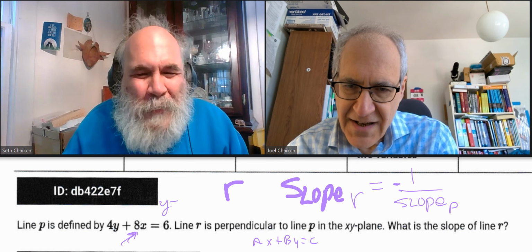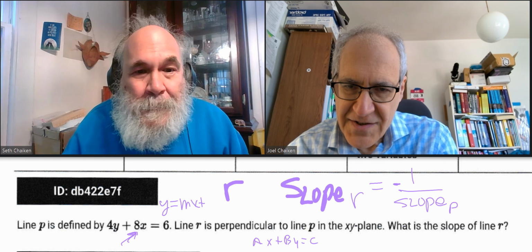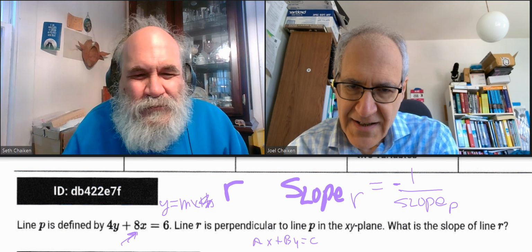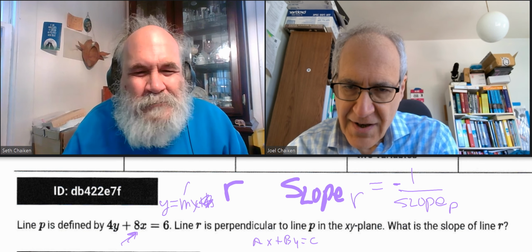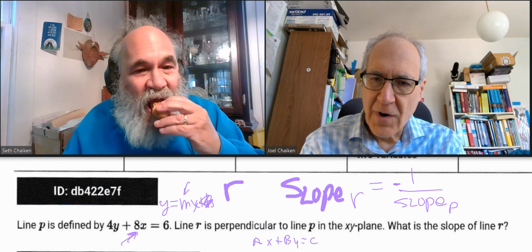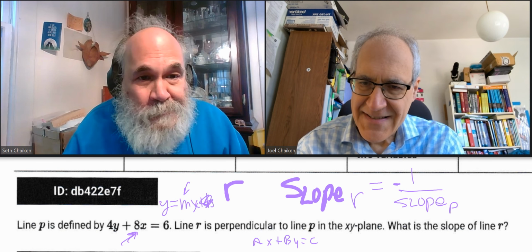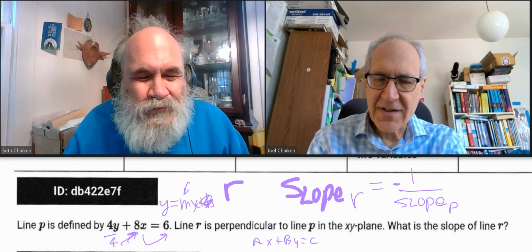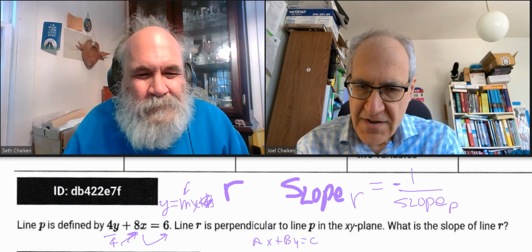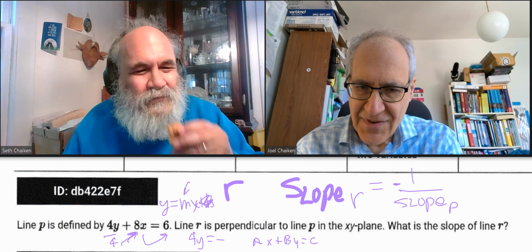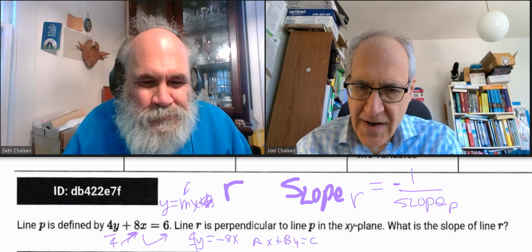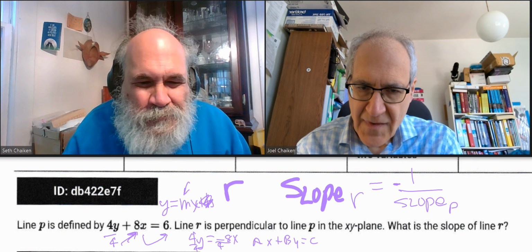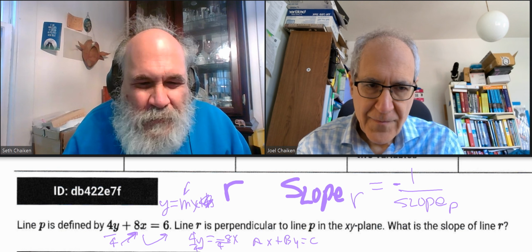A good way to do it is get it into the form y is equal to mx plus b. We don't really care about the b. We really only care about the slope. So you want to get the x to the other side and divide by 4, and that would be the slope. So let's do it. It would be 4y is equal to -8x. You divide by 4, and you get -2.